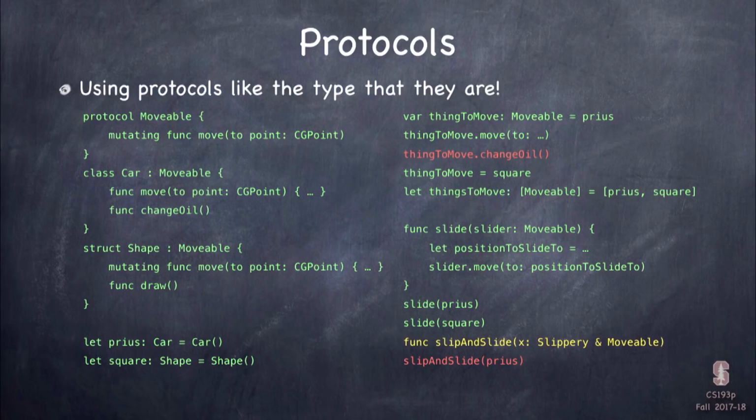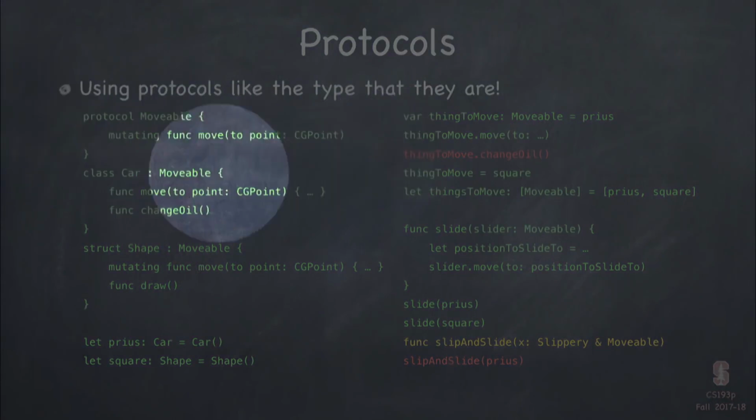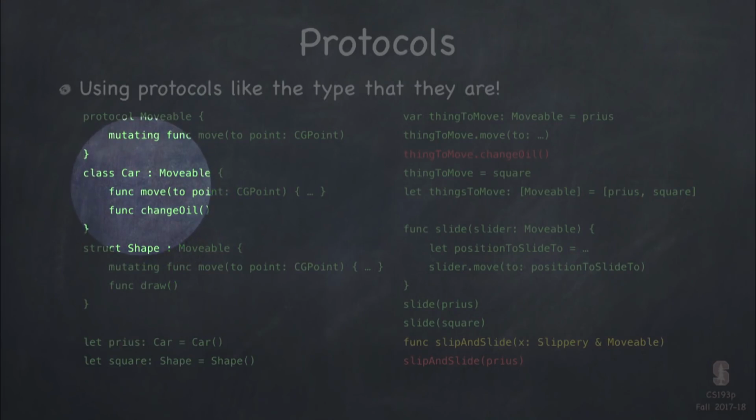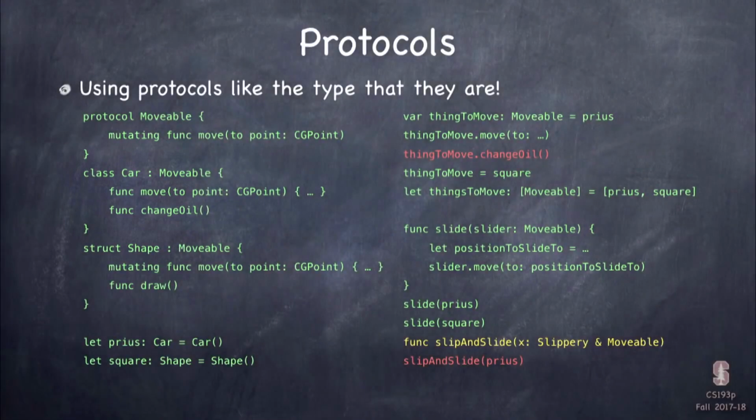Question? In Car, the implementation of move doesn't have the mutating attached to it. Are you allowed to just drop that whenever relevant? Great question. He's saying up here, look, in Car, moveTo, no mutating. See down here in Shape, we've got mutating. Up here, we've got no mutating. That's because Car is a class. Classes are reference types. They don't need mutating. So it's perfectly fine. Any other questions about this?